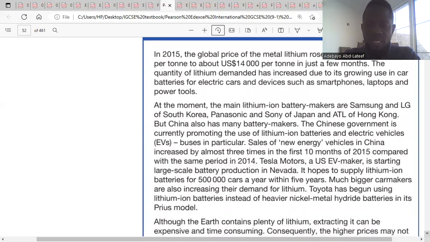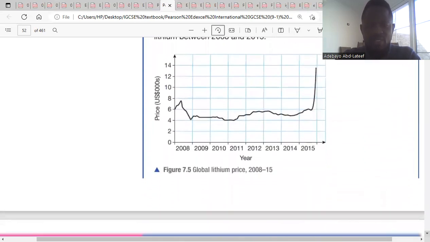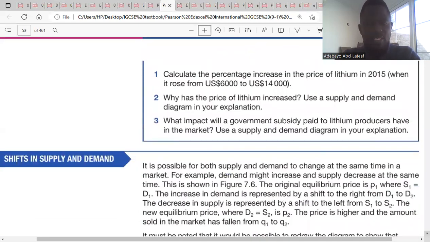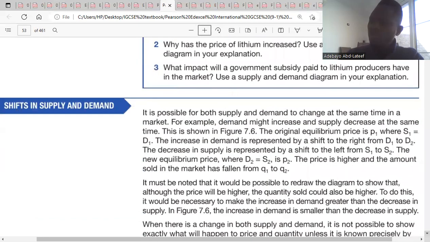Okay, activity 2, you will do it after the class. So we'll go on to shifts in supply and demand. It is possible for both supply and demand to change at the same time. This could be displayed as demand increases and supply decreases. So we might have an increase in demand, and at the same time a fall in supply.